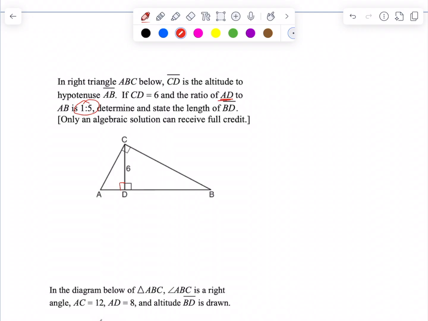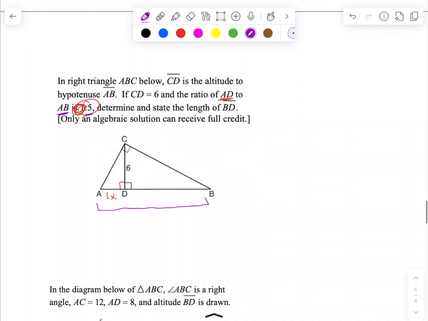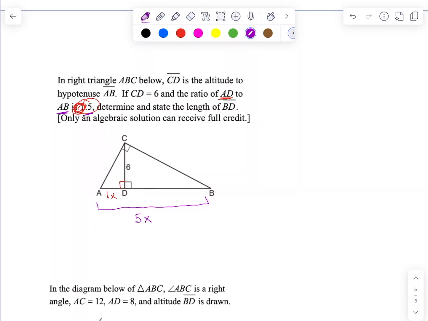So AD is written first, so it's the 1 part. So I can represent that as 1x, or just x. And then AB is the second part of the ratio because it's written second. So we can represent that as 5x. So that means this has to be 4x. And we're finding the length of BD.